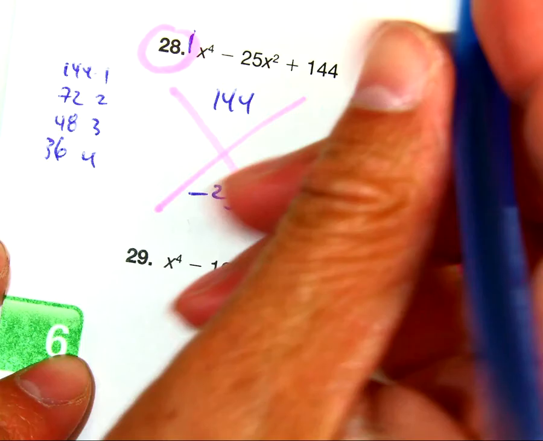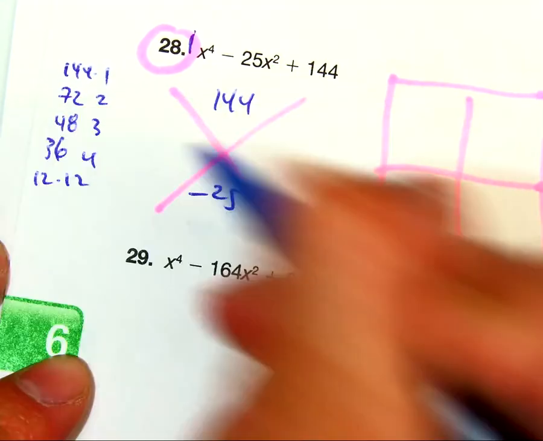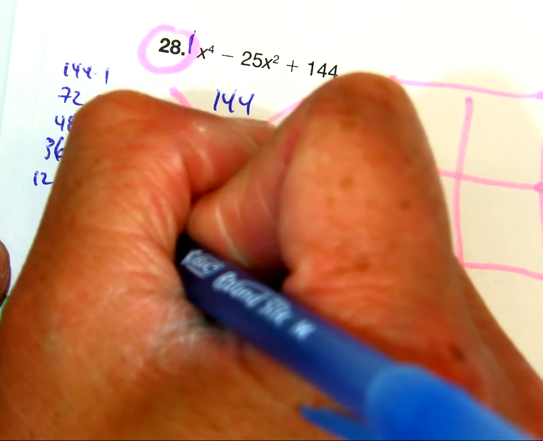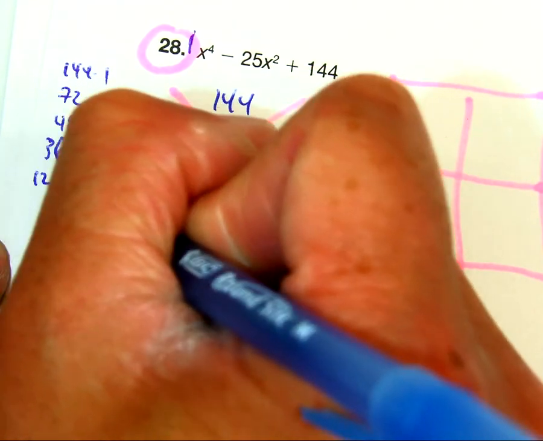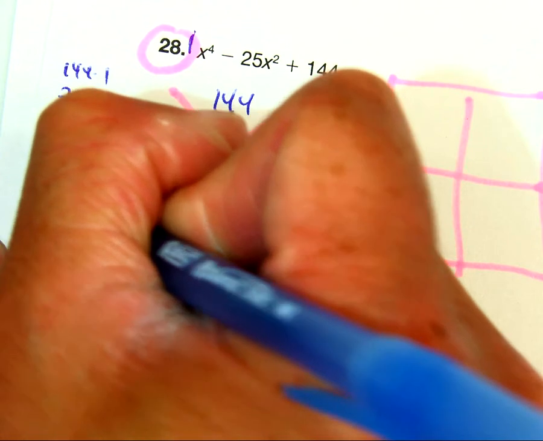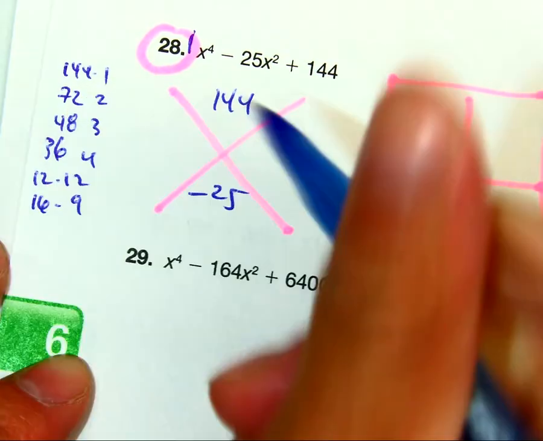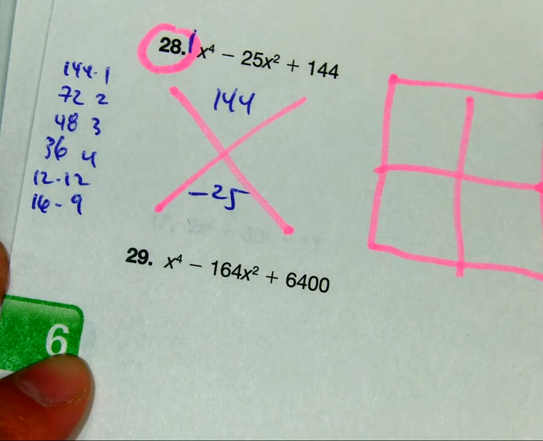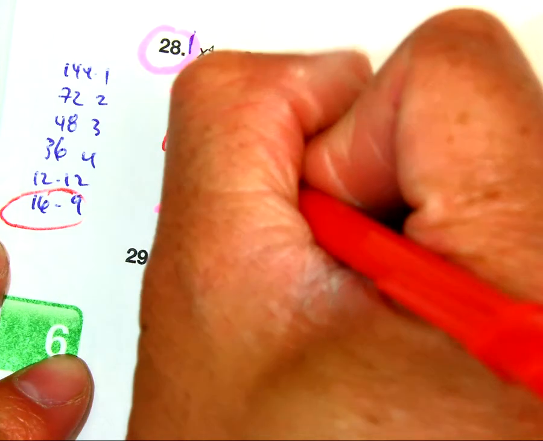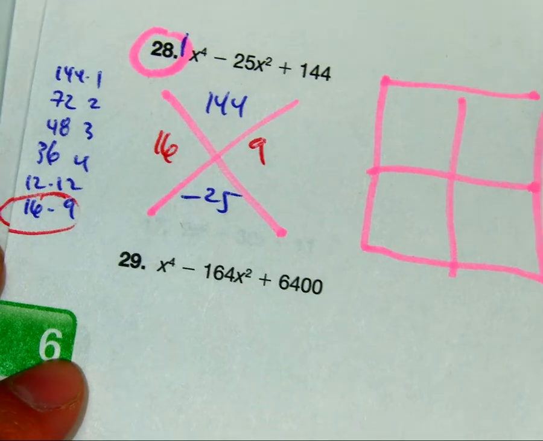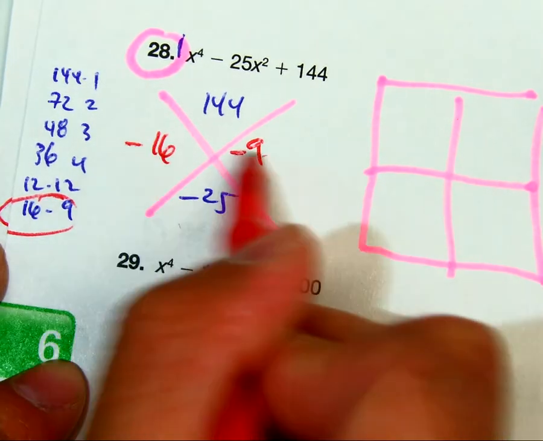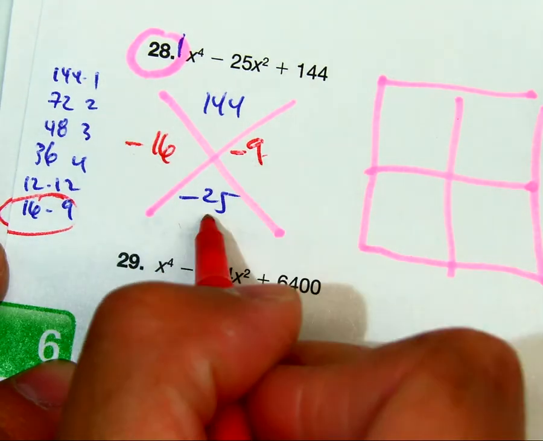12 times what? 12 times 12? Does that work? What? 16? 16 and what? 9? Yeah, good job, you. 16 and 9. What combination of 16 and 9? Negatives, right? Multiply, positive. Add is negative.